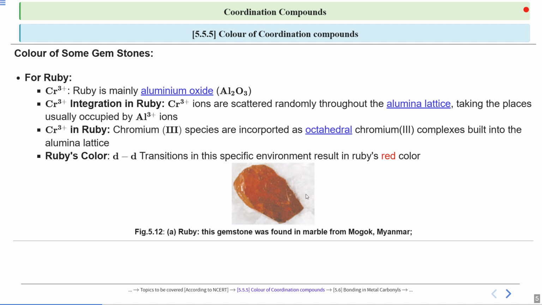So the ruby gem exhibits red color. You can see this image, which is figure 5.12 in the NCERT textbook. This is a ruby gemstone. It was found in marble from Mogok, Myanmar. You can clearly see it is red in color due to the d-d transitions in the specific environment of the alumina lattice.